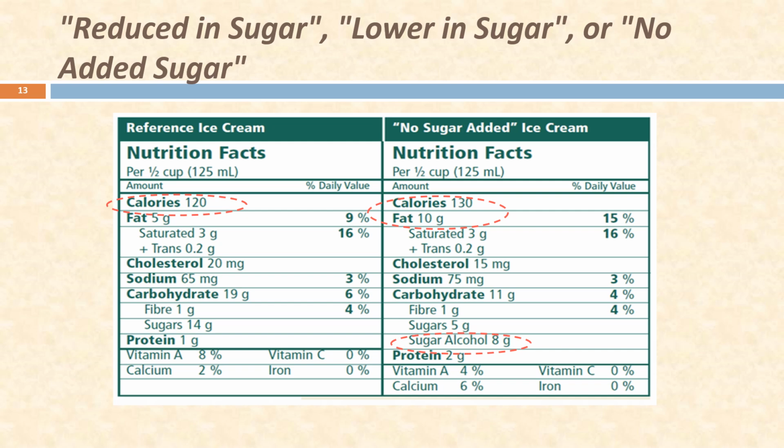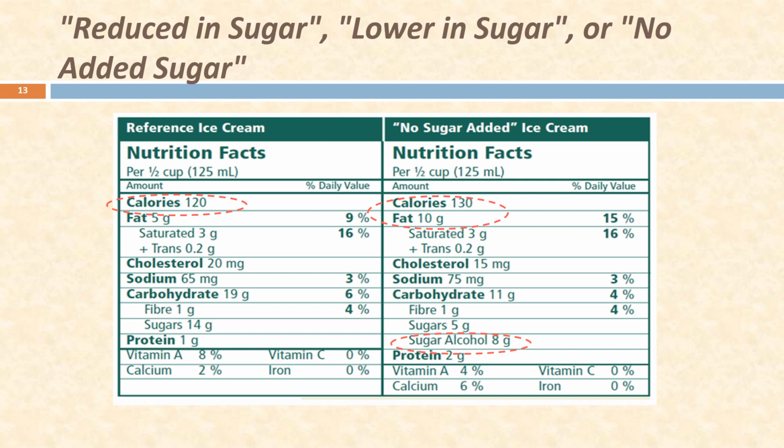So reduced in sugar, low in sugar or no added sugar, these are some labeling terms which are used to attract the consumers. So we should clearly understand each term. Reduced in sugar or lower in sugar doesn't mean that they do not contain any sugar in them, or they do not contain any calories in them.